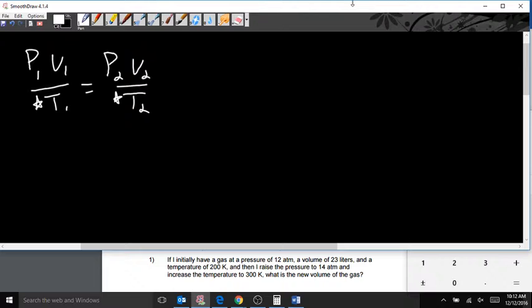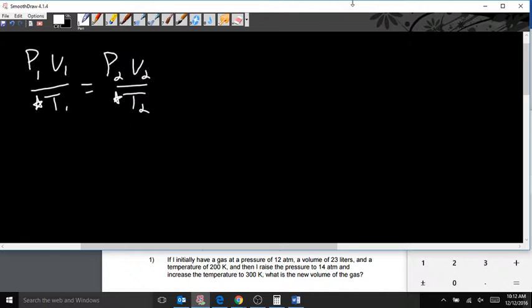It's up there on your screen right now. So starting pressure times starting volume over starting temp equals ending pressure times ending volume over ending temp. Now the temperatures I have starred because we have to remember to change our temperatures into Kelvin. And to do that, you just have to add 273 to whatever Celsius you have. If it's already in Kelvin, you don't need to convert it.